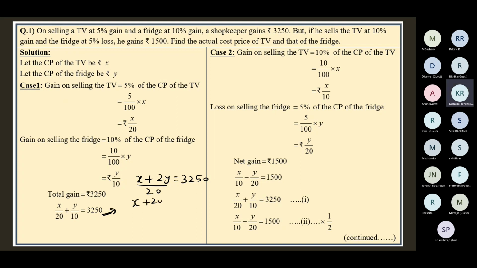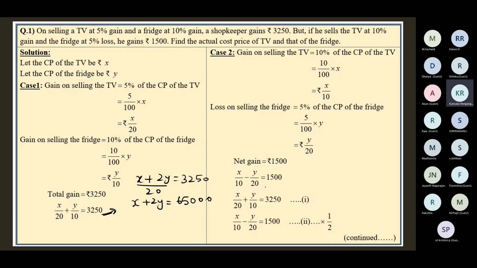X plus 2y is equal to? Once again, calculate. 65,000, ma'am. 65,000. All right.